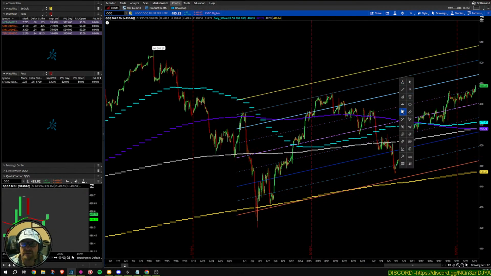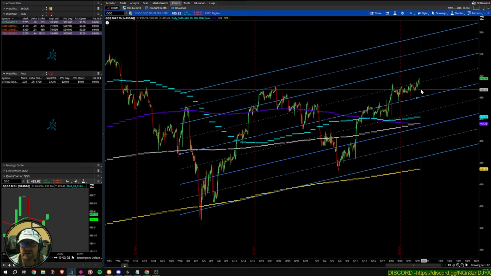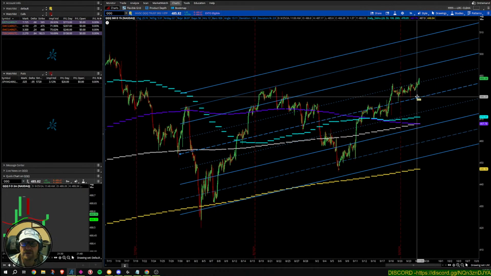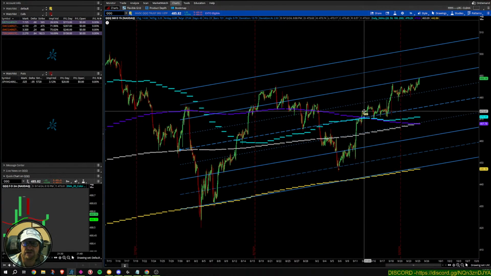So let me move this over. What I look for here, let's say we go further back, you can actually target these pivot lines pretty well.